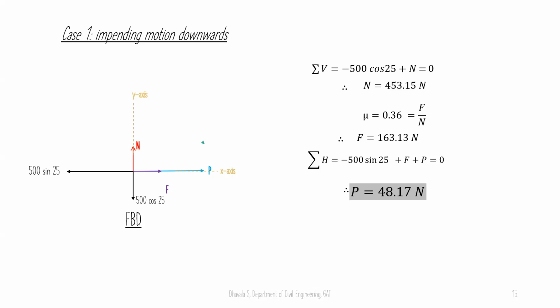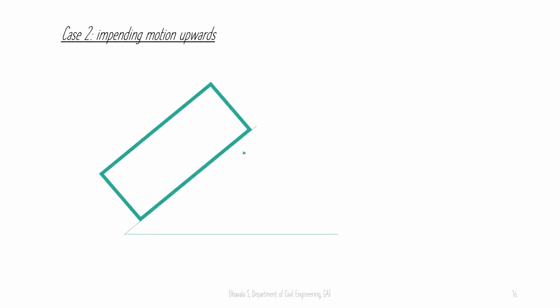That is to say, if any force less than 48.17 is applied as P, the object will be sliding downwards. And when you apply a force equal to 48.17, the object will stay stationary and it will be in equilibrium. Coming to the second case, impending motion upwards. That is, the box is supposed to move upwards. If the box should move upwards, the friction will be in the opposite direction.